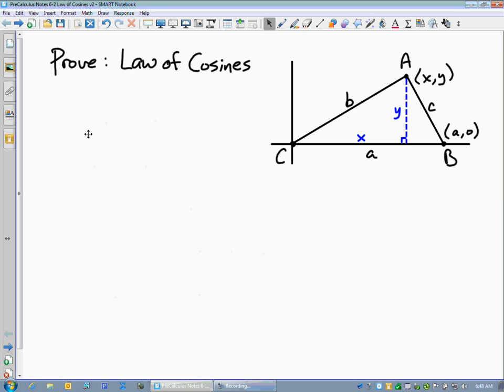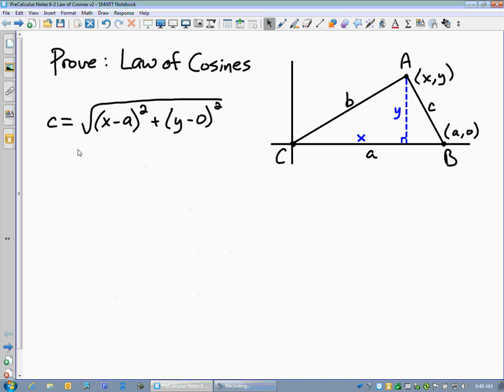So if we look at the distance formula, we're going to say that length c is going to be the square root of the sum of the squares of the differences in the x-coordinates and the differences in the y-coordinates. So our x-coordinates were x and a, so I take the difference and I square it. Our y-coordinates are y and 0, take the difference and square it. Sum the squares, take the square root, and that will be the distance from A to B, which is the same as the length of side c.